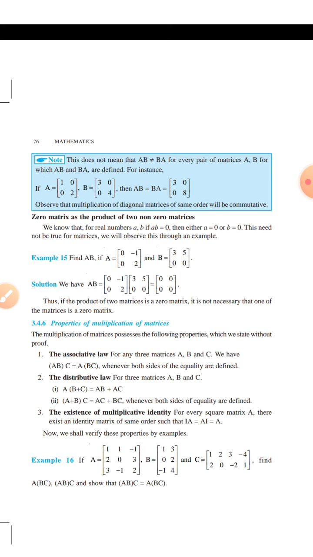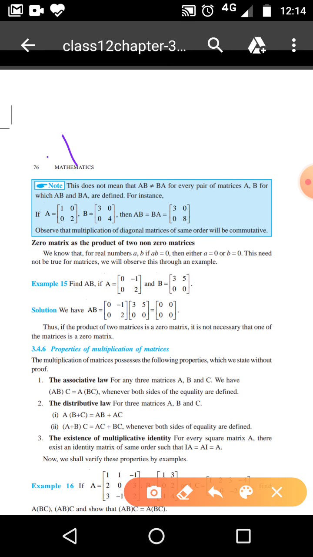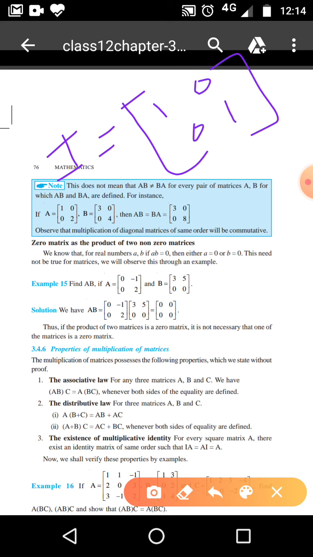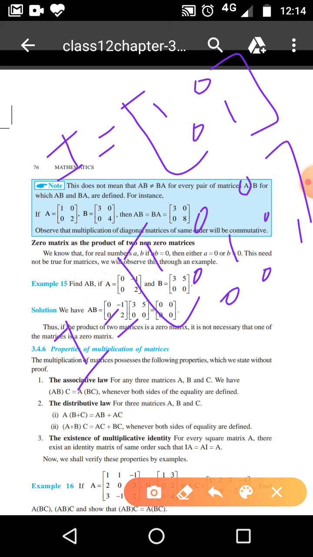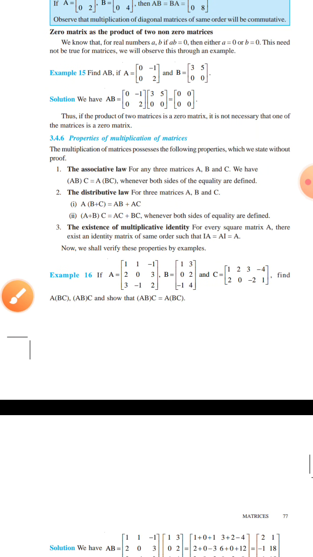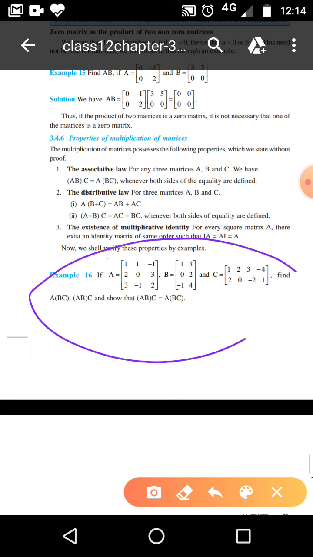The existence of identity, in the same manner. I is the identity matrix, which is 1 0 0, 0 1 0 and 0 0 1. This is the identity matrix. The identity matrix we already defined for order 2 cross 2 as 1 0 0 1, and for 3 cross 3 as 1 0 0, 0 1 0 and 0 0 1. Okay, these are the identity matrices. Now see example number 16. This is a question based on the distributive law of multiplication.